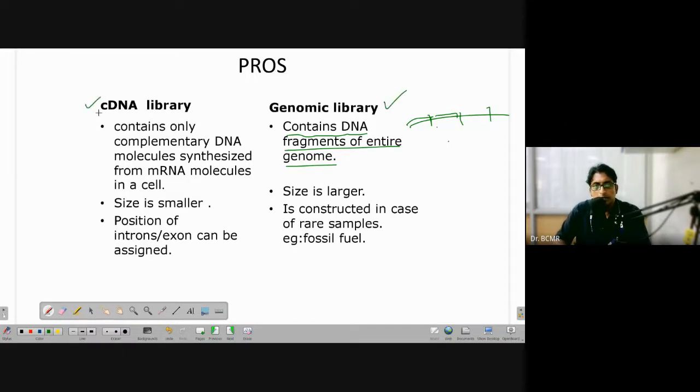When we make a cDNA library, whatever is there is only from the mRNA molecules. cDNAs are made from there. So it is only focused on the coding regions.